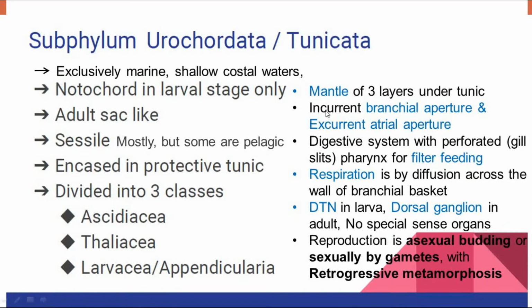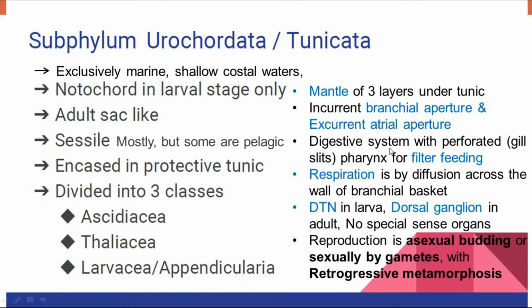Other features of Subphylum Urochordata: a mantle of three layers under the tunic. We have already discussed there is a protective covering called tunic, under which there is another protective mantle. It has three layers. Then there are two openings for the body: incurrent branchial aperture and excurrent atrial aperture, meaning the water along with the food particles enters the body through the branchial aperture, and the water and fecal matter go out of the body through the excurrent atrial aperture.